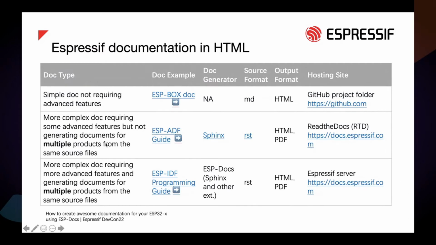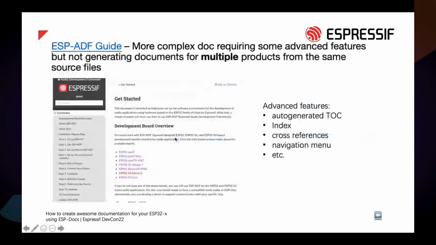HTML. The second type is a more complex documentation that requires some advanced features, but does not generate documents for multiple products from the same source files. ESP-ADF is such an example. This type of doc is written in RST format, built by Sphinx into HTML or PDF, and then hosted on Read the Docs, or RTD. Then we'll have a look at the ESP-ADF guide. So it has advanced features such as auto-generated table of contents, index, cross-references, navigation menu, and so on.